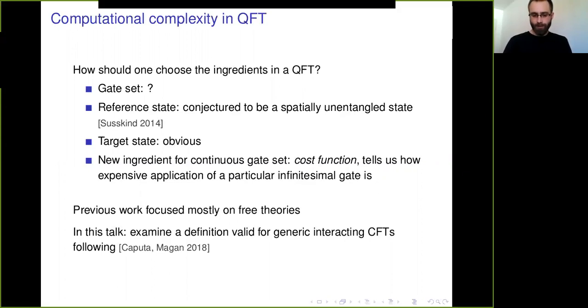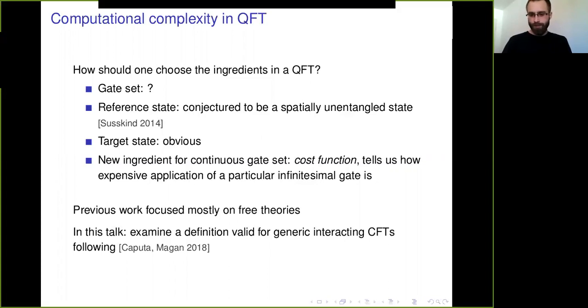This is a function where you plug in one infinitesimal gate, and this tells you how expensive the application of that particular gate is. Since, of course, if the gate set is continuous, you cannot count these gates anymore as you would in a discrete gate set. So you need to specify how expensive one particular infinitesimal gate is.